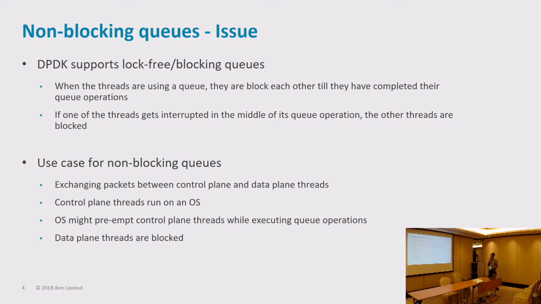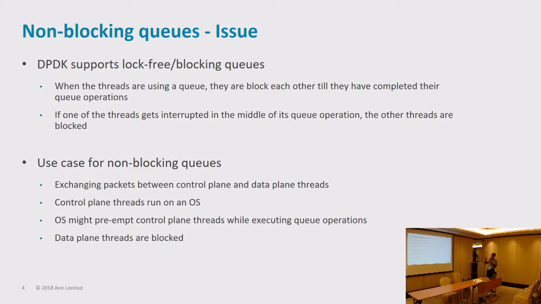The first feature that I want to talk about is the non-blocking queues. I'll talk a little bit about the issue and then go into what we can do to take these features into DPDK. Today, DPDK supports lock-free blocking queues. What that means is, if there are multiple threads communicating with each other using the queue, and one of the threads goes away or gets blocked for some reason, the other threads cannot proceed. They can't do any useful work. They are blocked at that point.